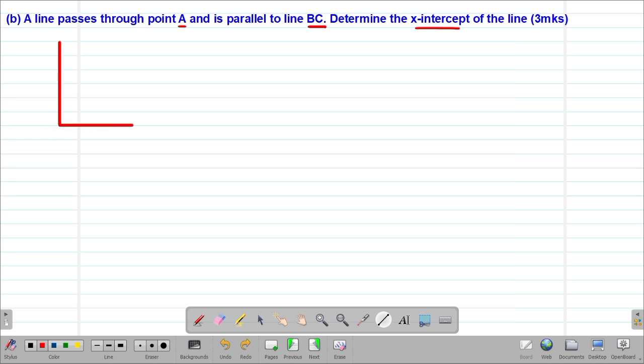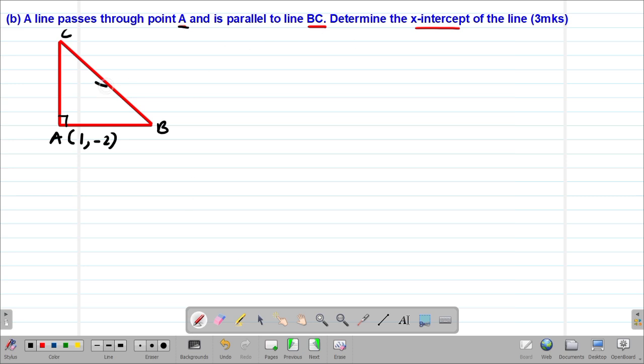So we had the point A here. Then of course we had this particular line that is BC. So this was our point A, which had the coordinates of 1, comma, negative 2. Then we had a point B here, and we also had a point C here. Of course this was the 90. I'm being told that a line passes through the point A and is parallel to line BC.